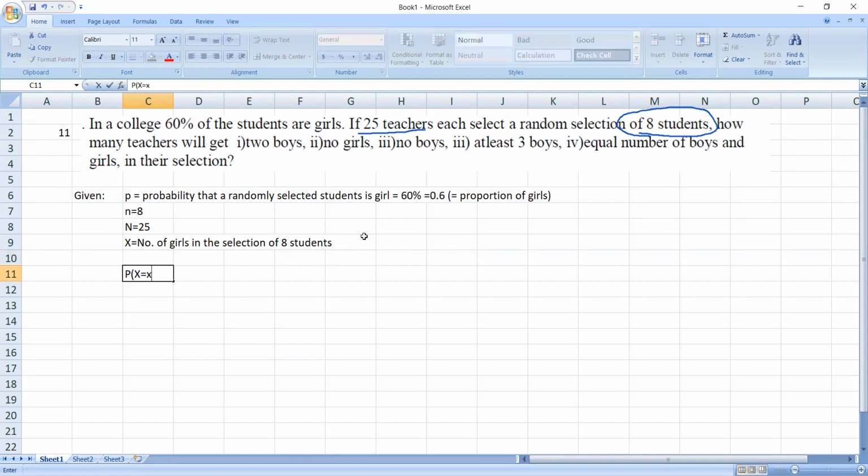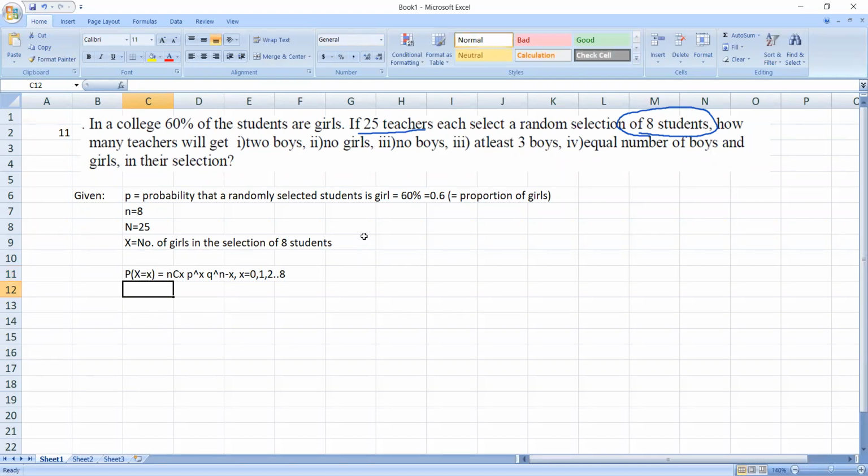The next thing is writing the PMF. P of X is equal to nCx P to the power of x into Q to the power of n minus x, with x taking values 0, 1, 2, etc. up to 8.